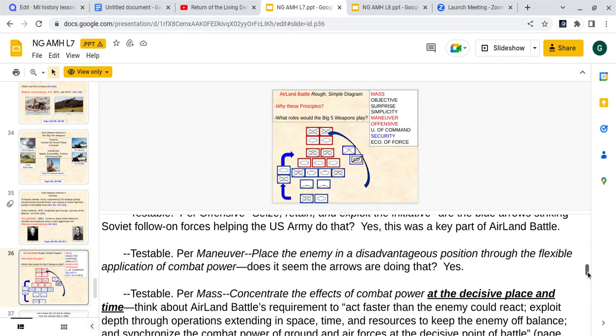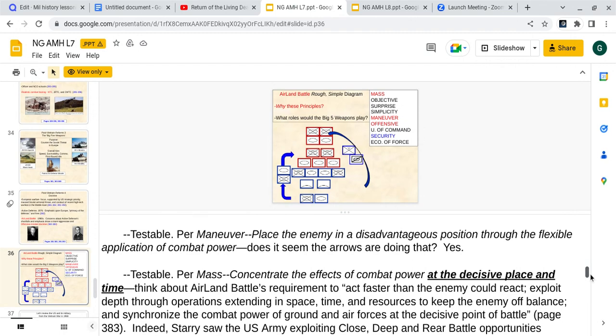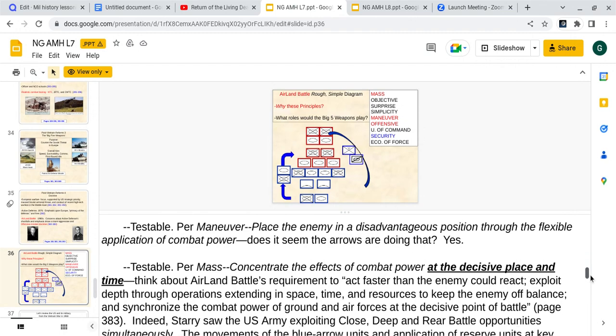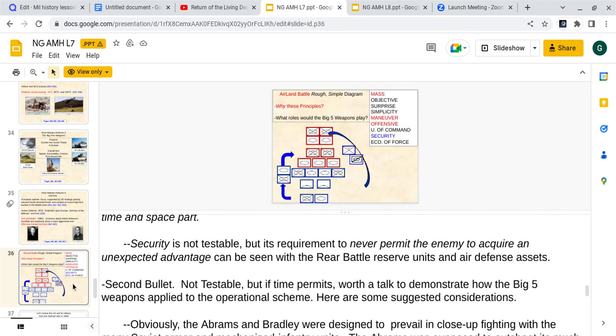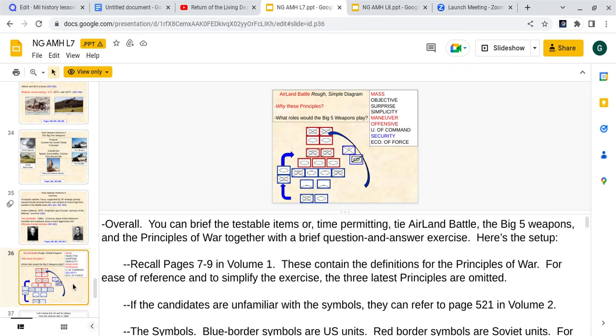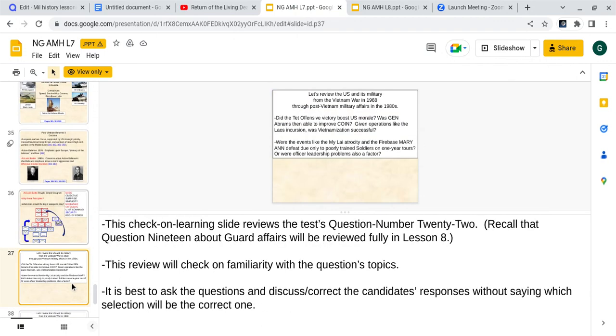And then, of course, mass, because if you're using helicopters and tanks on the battlefield, then you can concentrate all your firepower where it's going to hurt your enemy the worst. Alright, so that's air-land battle. Very offensive, very aggressive type of mindset on the battlefield, basically.